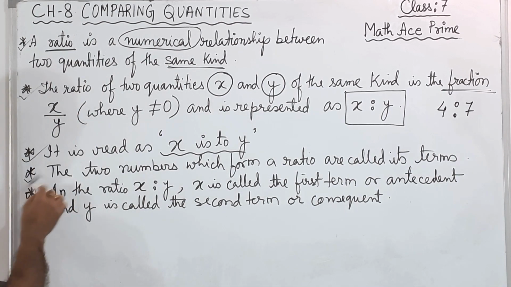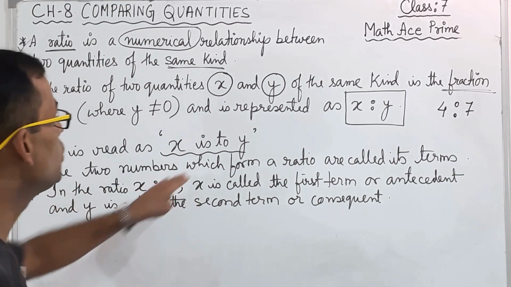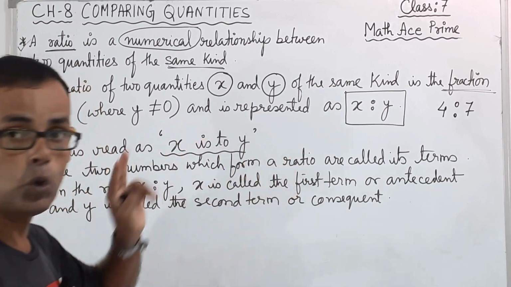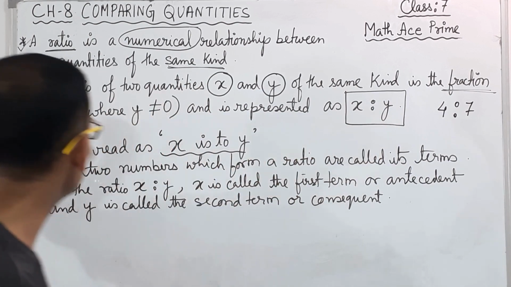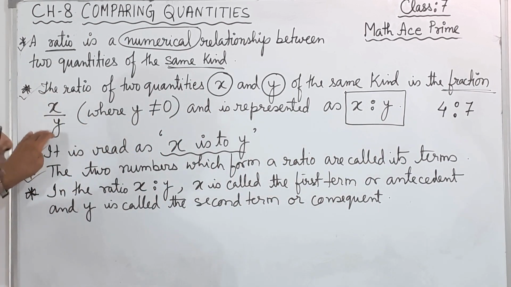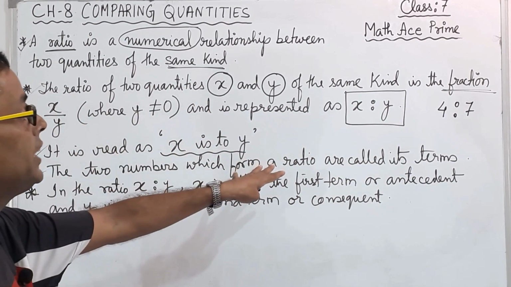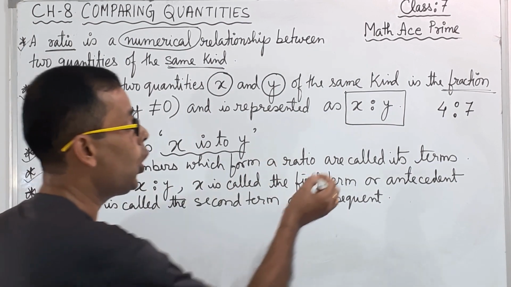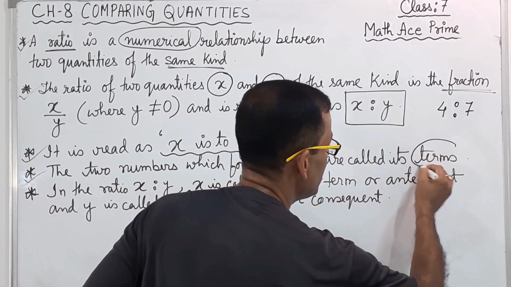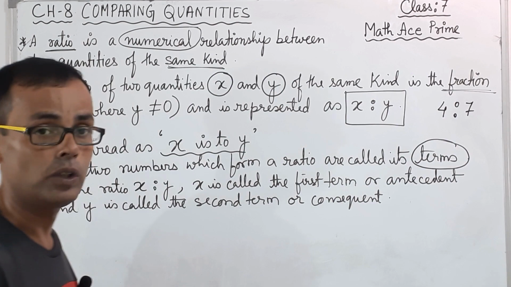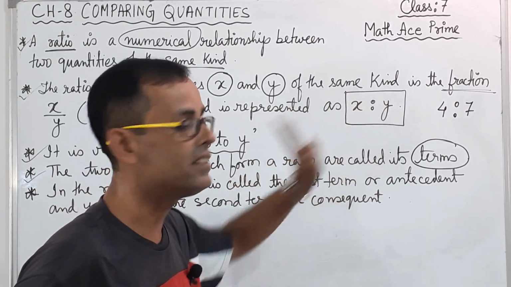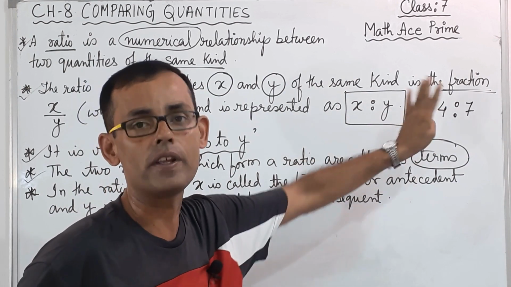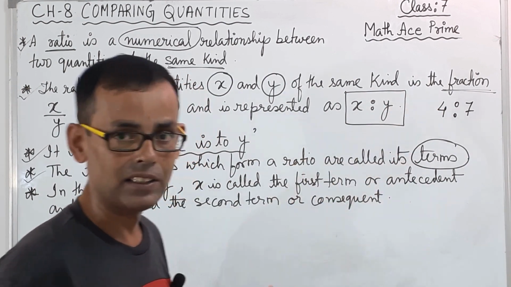Then the next one is the two numbers which form a ratio. So the two numbers, one is x, one is y. The upper one is x, the lower one is y. So the two numbers which form a ratio are called its terms. What do we call this? Terms. So x is to y, x is one term and y is another term. 4 is to 7, 4 is one term and 7 is another term.